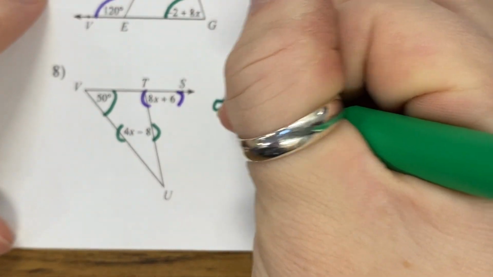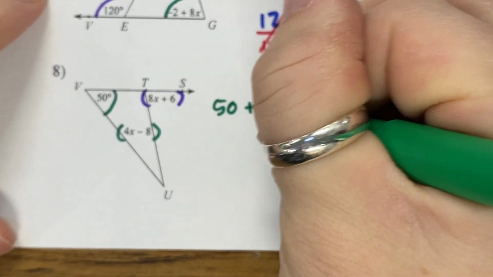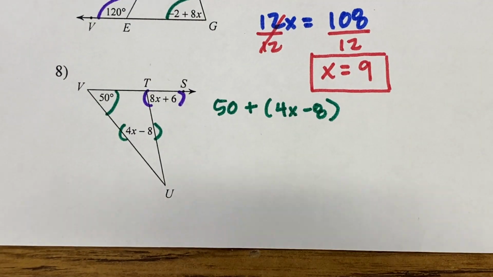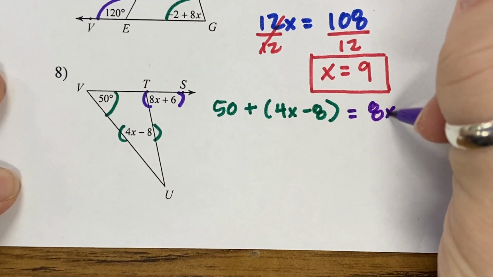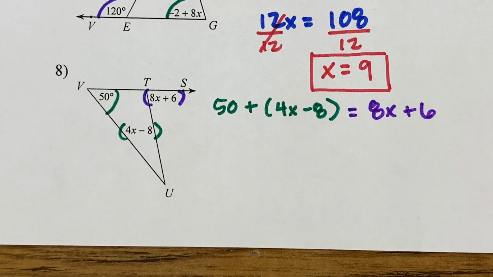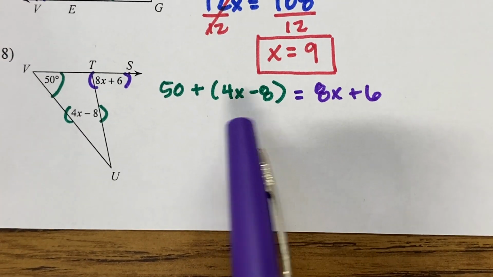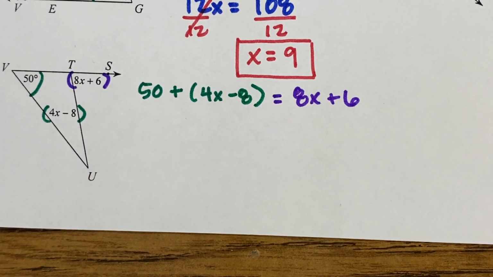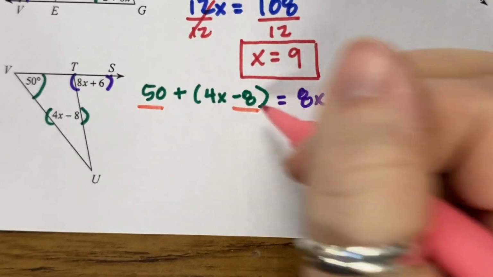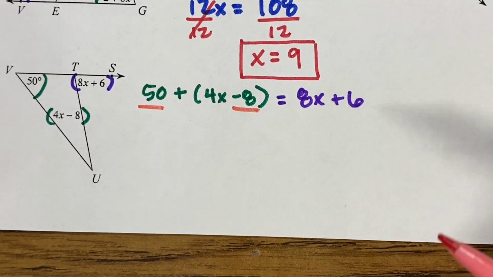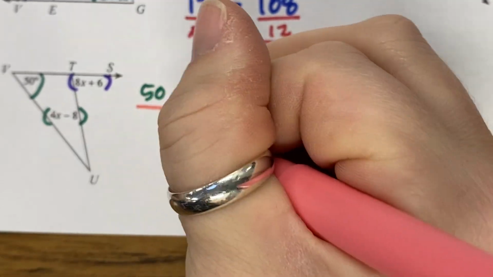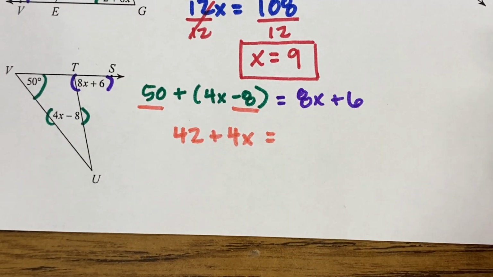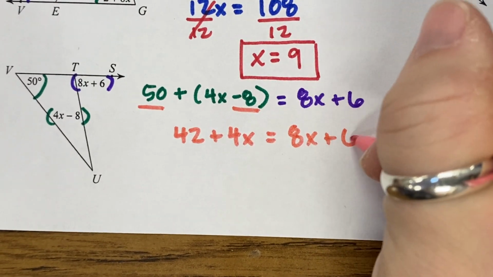So I have 50 plus 4x minus 8, that whole piece. And it's all equal to my exterior angle, which is 8x plus 6, that whole piece. Alrighty, so I have x's on both sides. I can combine some like terms. So let's just go ahead and start on my green side and combine some like terms. Okay, my only like terms I can combine are 50 minus 8, right? I can't combine the 4x because they don't have an x. So this turns into 42 plus 4x equals, and I can't combine anything over there, so it's just going to stay 8x plus 6.